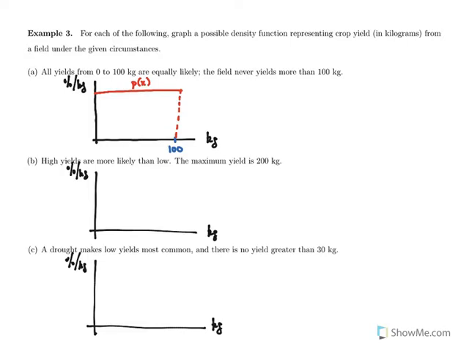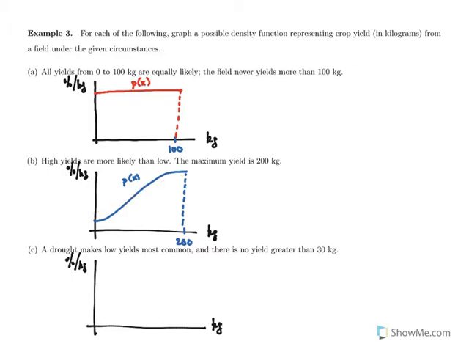All right, second one says all high yields are more likely than low, and the maximum yield is 200. So let's put this 200 here. And we know that there's going to be a higher chance of a high yield than a low yield. So there's lots of different answers, but one such answer might be something like this. So this is something that's saying that if the area under the curve, if we have higher x values, is bigger than it is for lower ones. Now, there's lots of different answers. You might have something that's a straight line. You might have something that kind of looks like this, and maybe tapers off a little bit. There's no one right answer for that question.